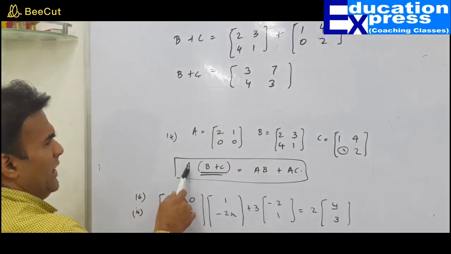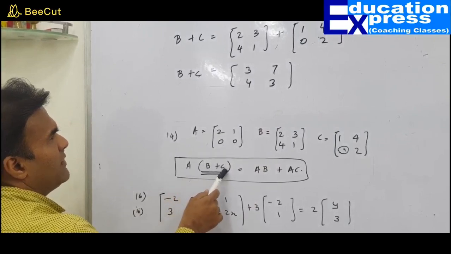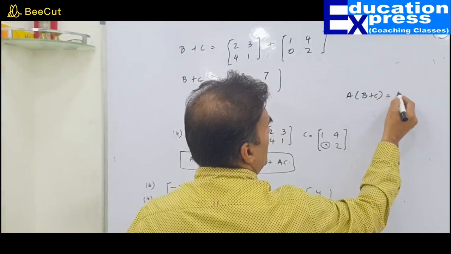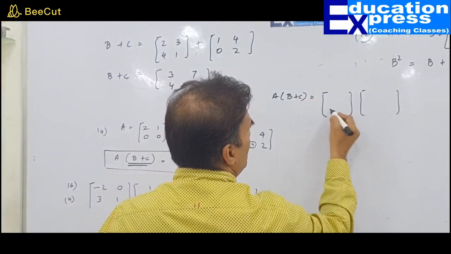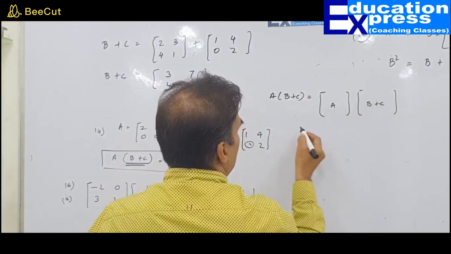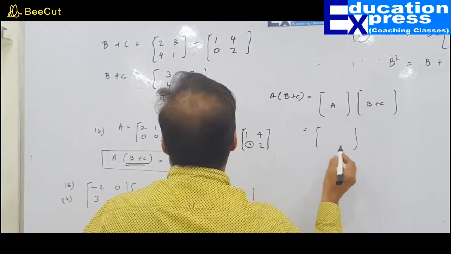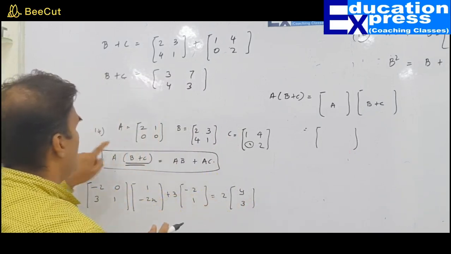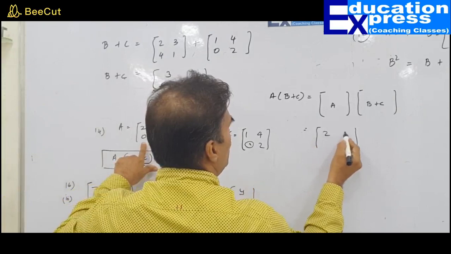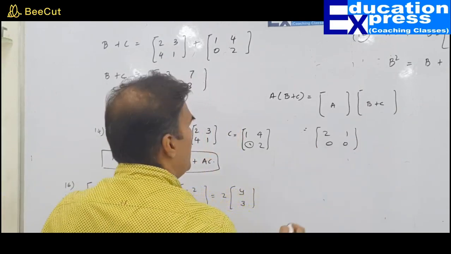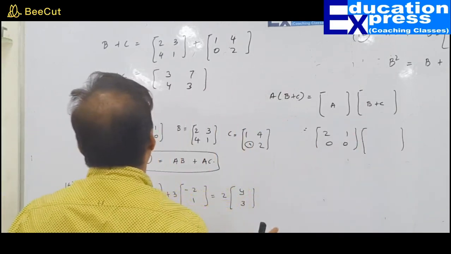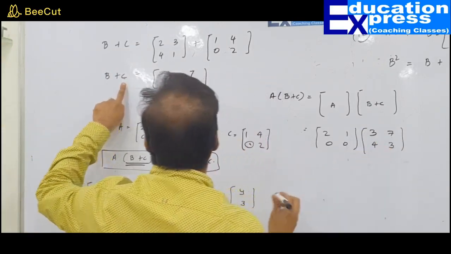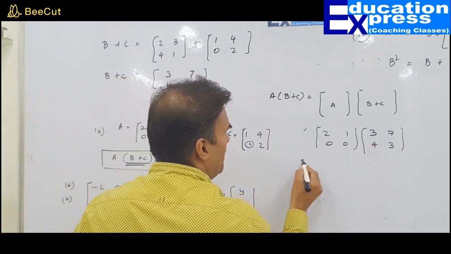What we want is A multiplied by (B plus C). Order is very important. So A multiplied by (B plus C) would mean matrix A and matrix (B plus C). Do you have the value of matrix A? Yes, sir. Matrix A is available. How much? 2, 1, 0, 0. Matrix B plus C is available, yes sir, we found out: 3, 7, 4, 3. Can we multiply them?